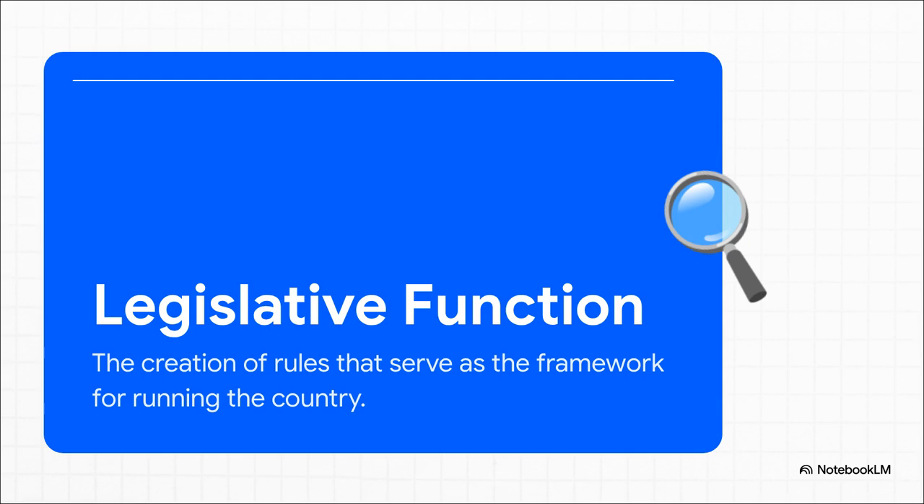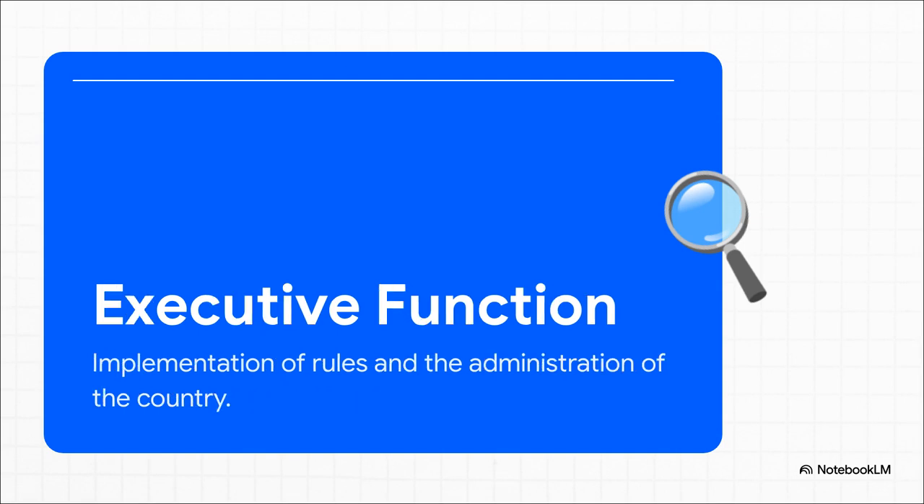Going back to our analogy, this is like the student committee sitting down and writing the actual rulebook for how school assemblies will be run. On a national level, this provides the entire legal framework for running the country. Job number 2 is the executive function. Because, let's be honest, creating rules is totally useless if nobody actually acts on them. The executive branch is responsible for the implementation and administration of those rules.